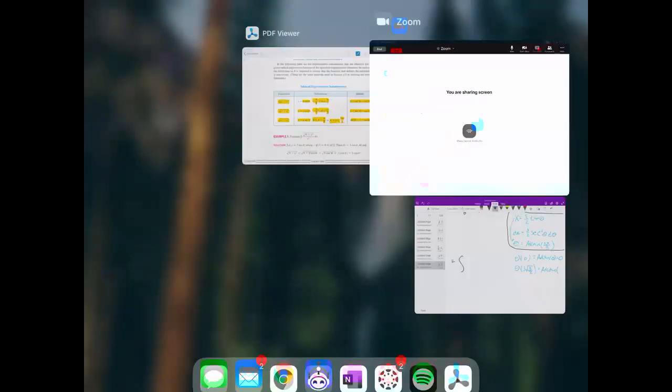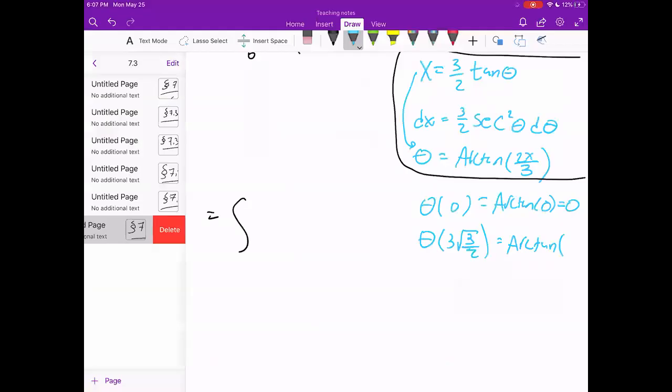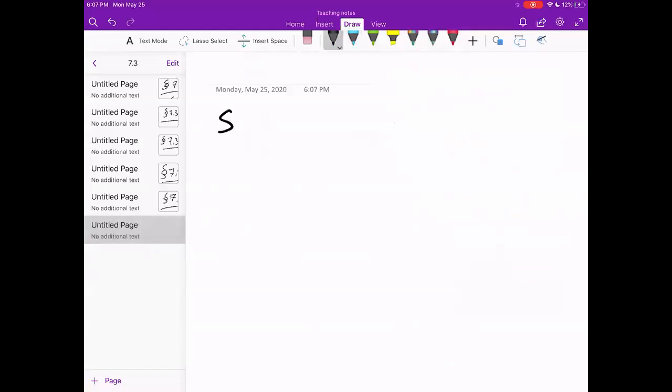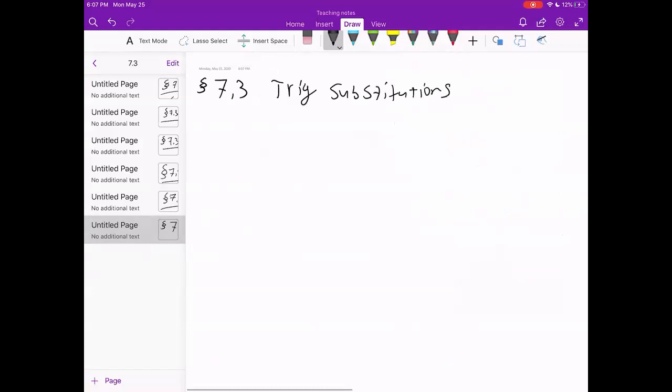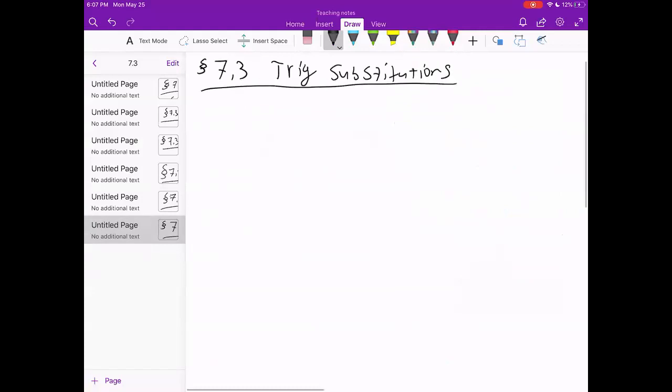Alrighty, so we are going to continue on with section 7.3, trig substitutions. So we have two more examples for this chapter, trying to get through them. So I'm just going to jump right into the first one.